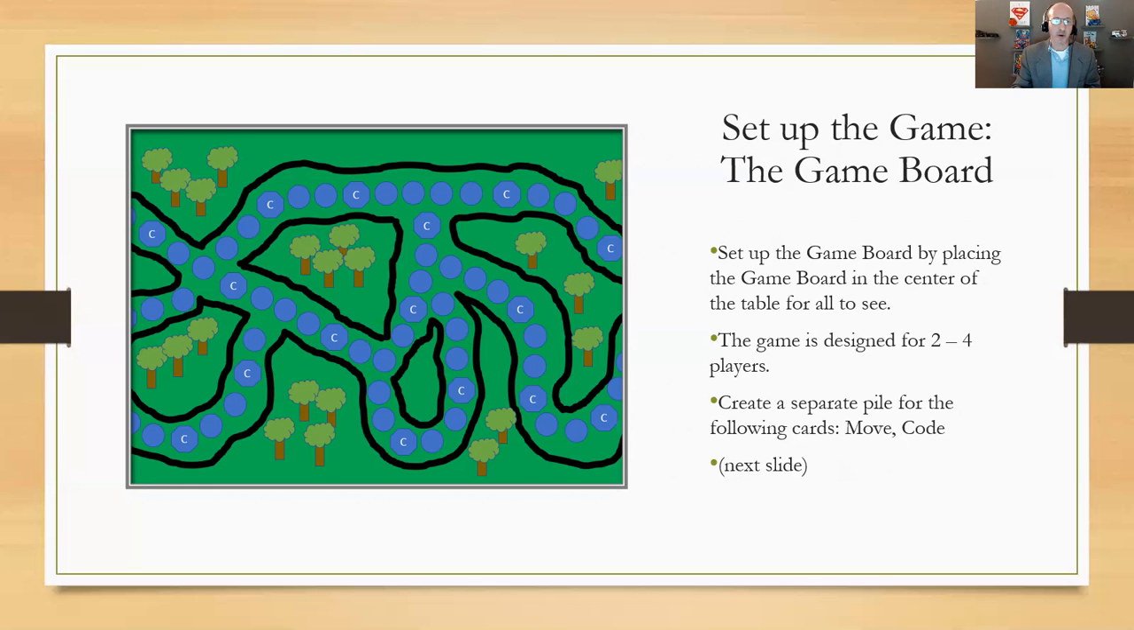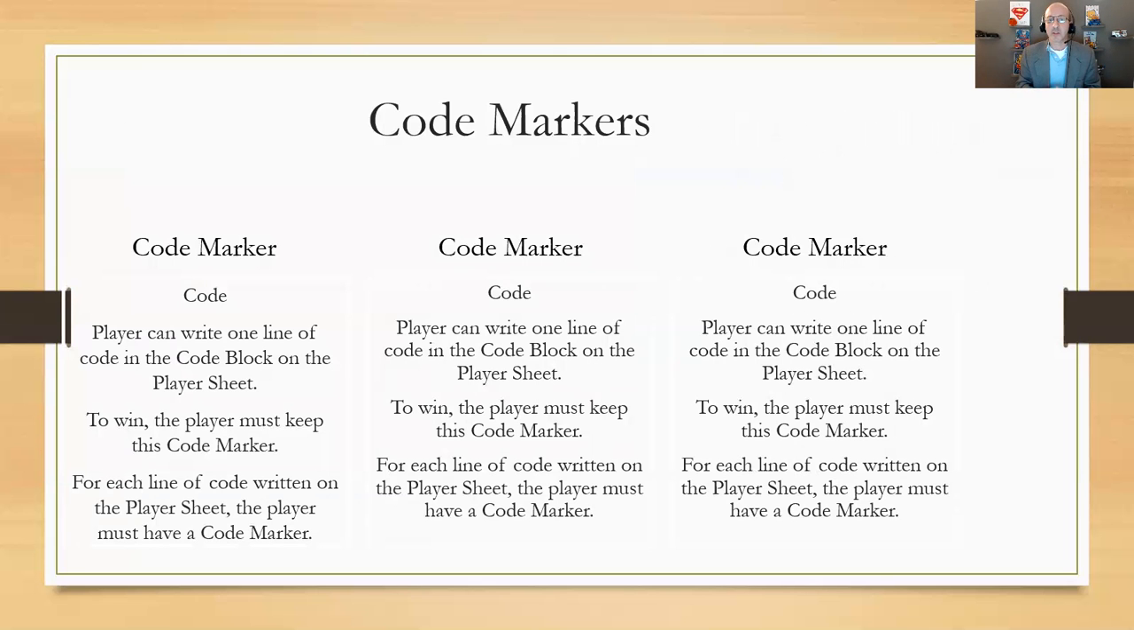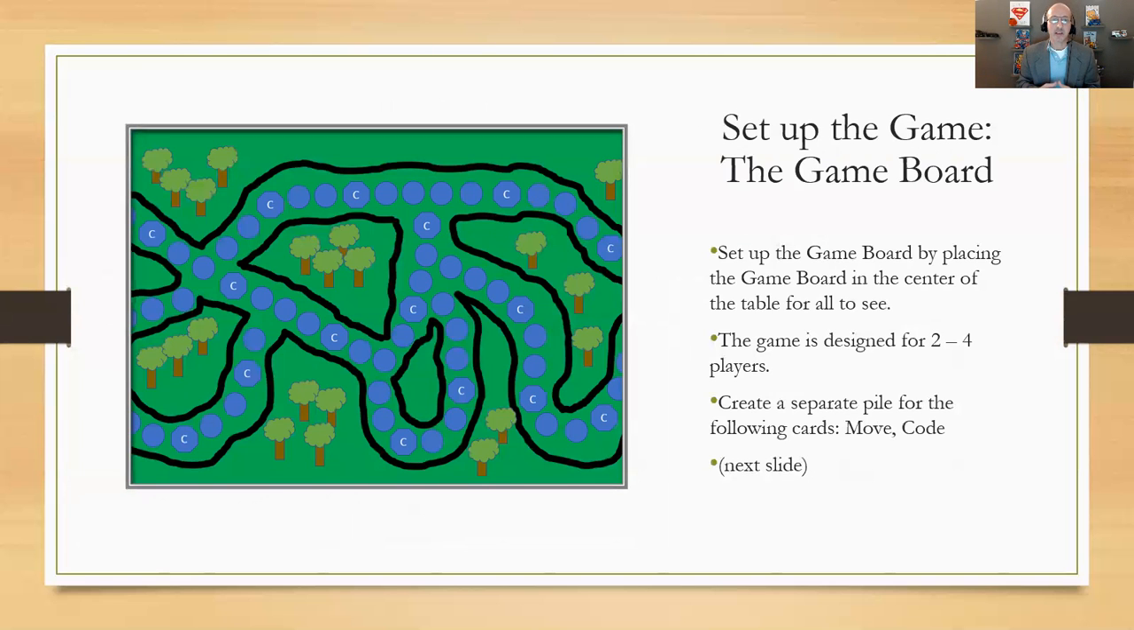So let's take a look at those. So there are code markers. And if we go back a second, you'll see that there are circle elements and there are octagon elements on the game board. Now, a player will move his piece on each of those markers, okay?